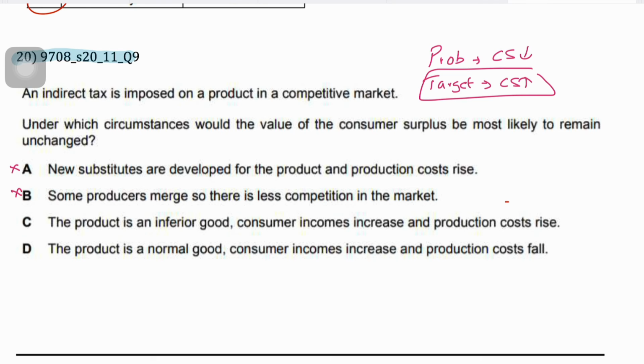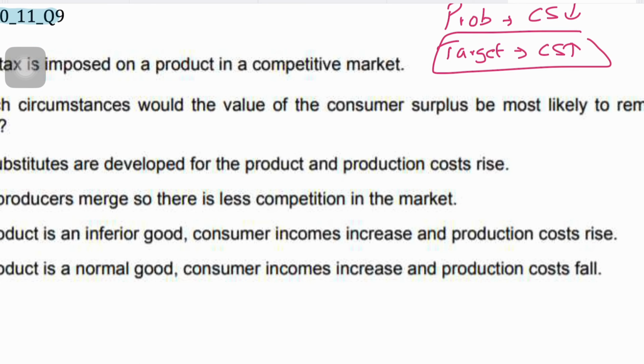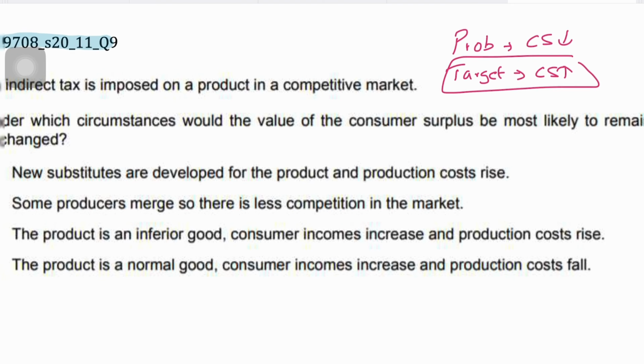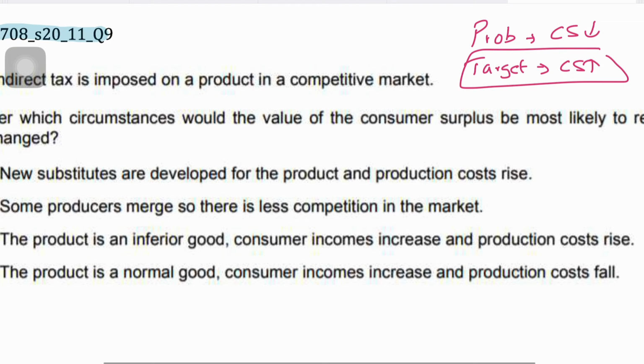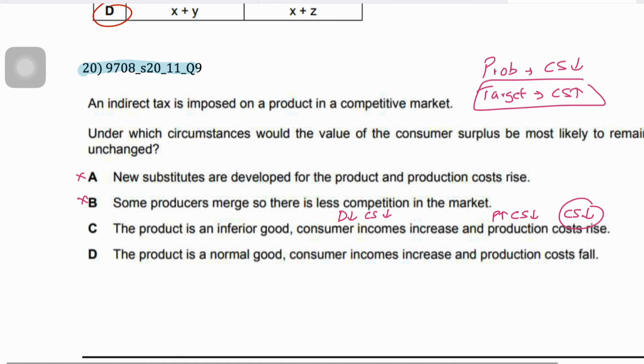Option C says the product is an inferior good, consumer incomes increase and production cost rises. If consumer incomes go up, demand should increase, but since it's an inferior good, whose demand decreases when consumer incomes go up, demand will fall. And when demand falls, your willingness to pay falls. When your willingness to pay for something is going down, it will decline your consumer surplus. Production costs will also rise, and a rise in production costs will increase the price of the product, again causing a decline in consumer surplus. So in option C as well, your consumer surplus is declining, and we want to bring the consumer surplus back up.